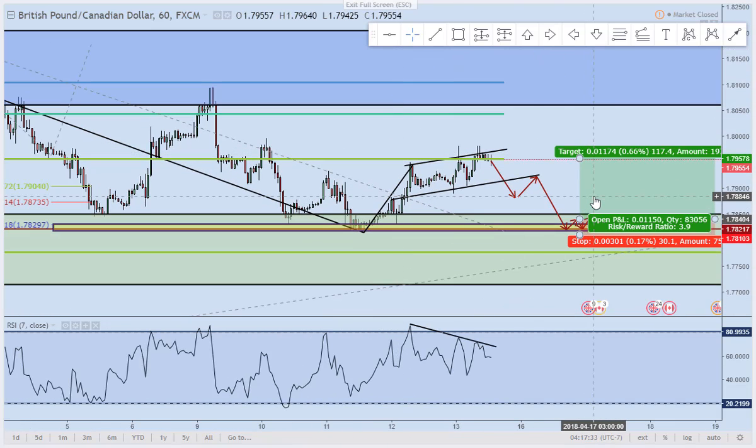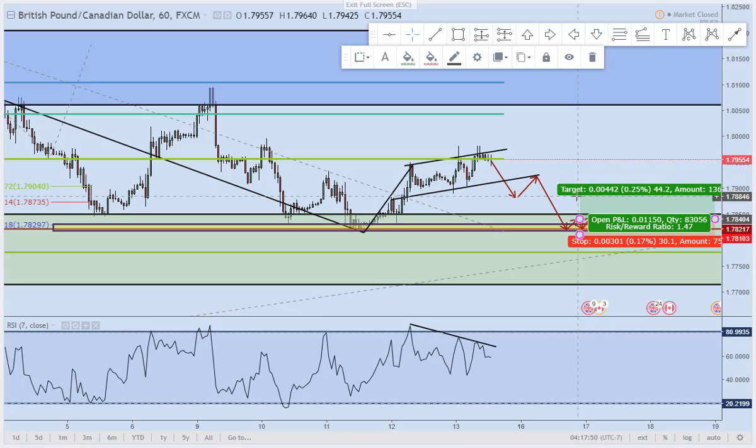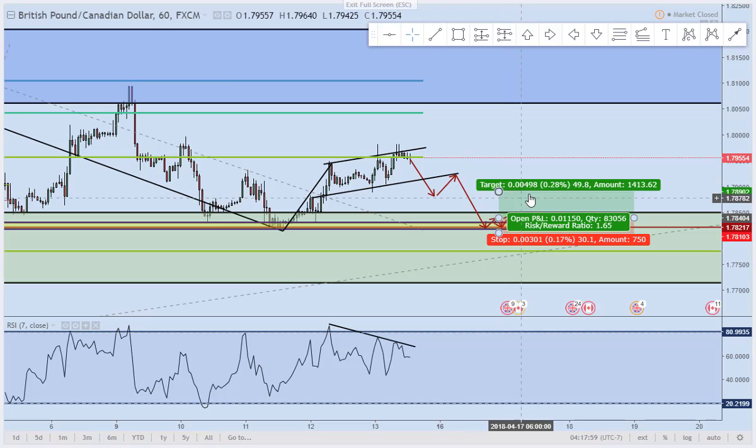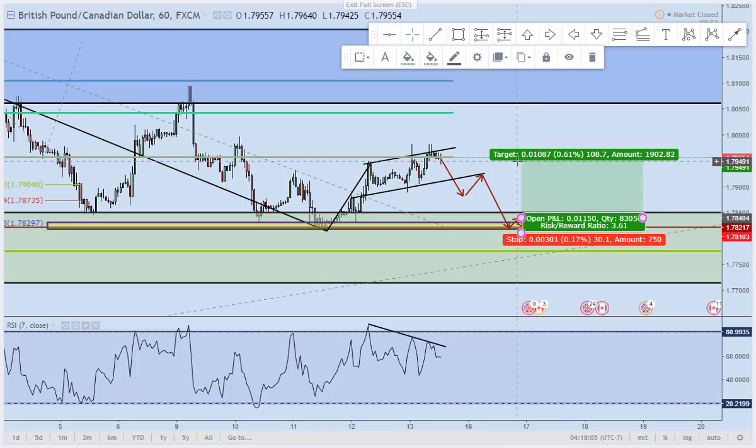And already you're looking at a risk of 30 pips for a total take profit of 117 pips. Already this is a 3.9 risk to reward ratio, and if you're looking to be more conservative, you might look to take your first take profit back at this area at a risk of 30 pips for a take profit of 49, but our initial first take profit is at 82.